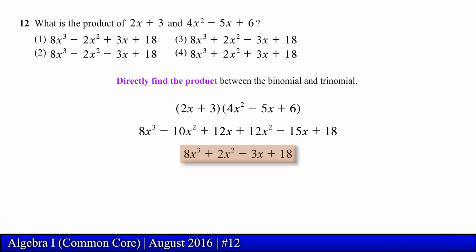Taking a look at the options, we see that option 3 is a perfect match, so option 3 is our answer.